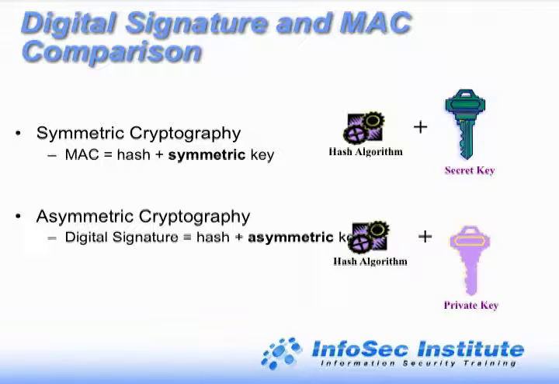Okay, digital signatures and MAC comparison. Comes down to it, there's symmetric cryptography, where MAC equals hash plus symmetric key. And then there's asymmetric cryptography, which is digital signature equals hash plus asymmetric key. But when it's doing the digital signature, it's going to be the private key versus the shared secret key in symmetric. And so the more secure one, especially if you're going to multiple systems, is of course going to be the asymmetric.